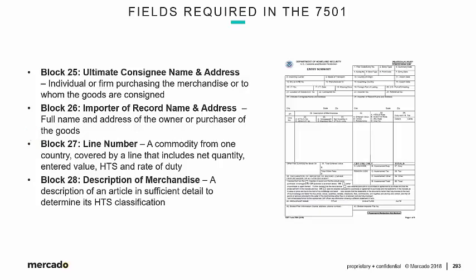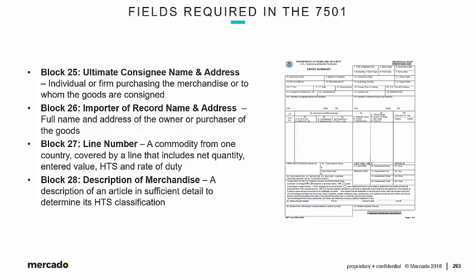This is where the actual product begins to be classified. A commodity from one country covered by a line that includes net quantity, entered value, the HTS, and the rate of duty. This is a big one, certainly from a classification perspective, because all of the work we did, for example, around classification, the results of those exercises would appear here.